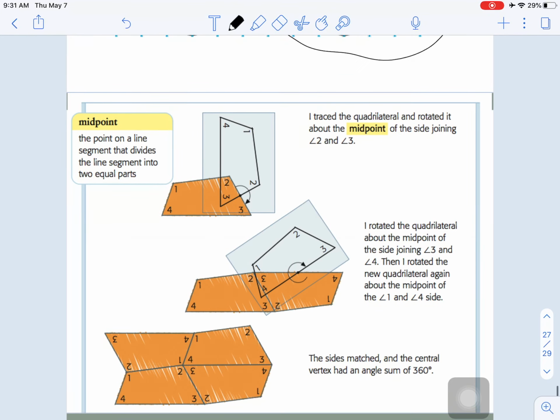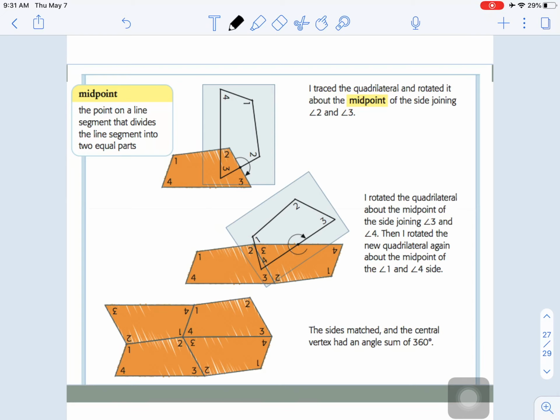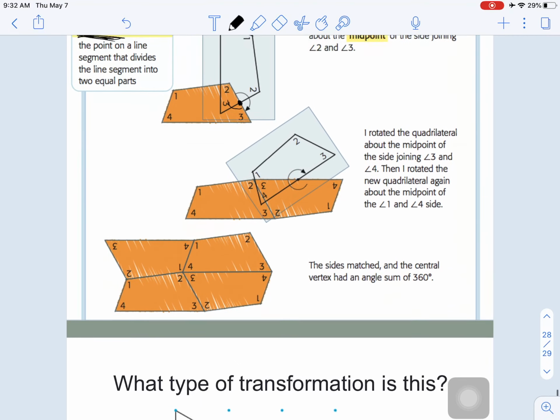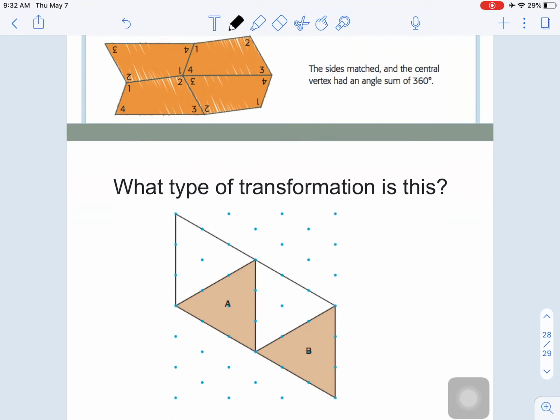A lot of the times when we look at rotations, we rotate along the midpoint. Whenever we talk about the midpoint, that's the middle place in between two lines. So here, what they've done is they've taken it and rotated it 180 degrees to form a tessellation, and you could see this quadrilateral being tessellated. So rotations are very common in creating tessellations.